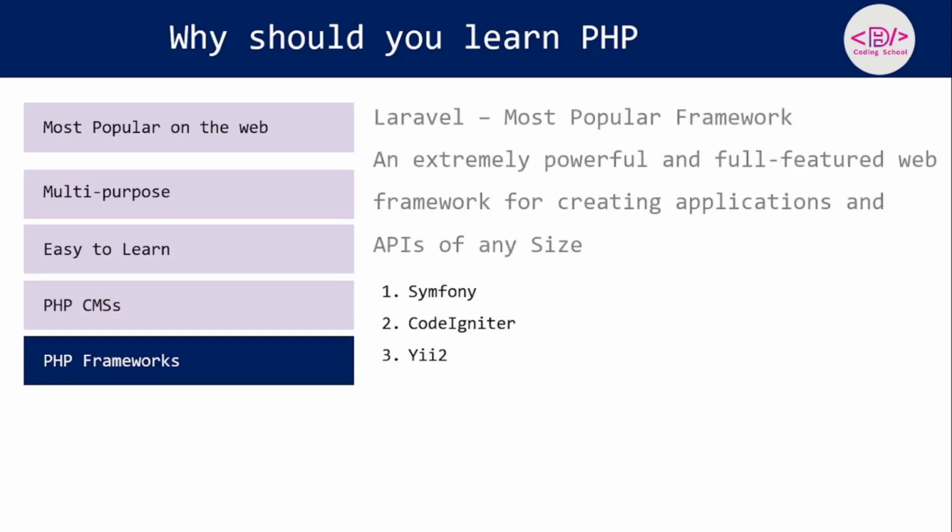So another one is PHP frameworks. Right now, the most popular framework on the web, comparing Django, Spring Boot, and all others, Laravel is the most popular framework right now on the entire web. And Laravel is a PHP framework. Okay, and this is extremely powerful and a full-featured web framework for creating applications and APIs.